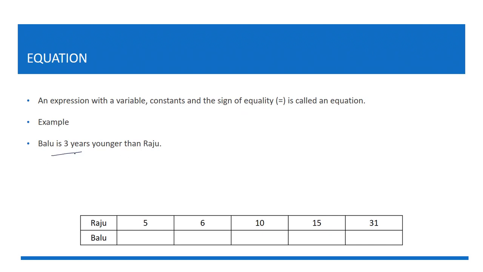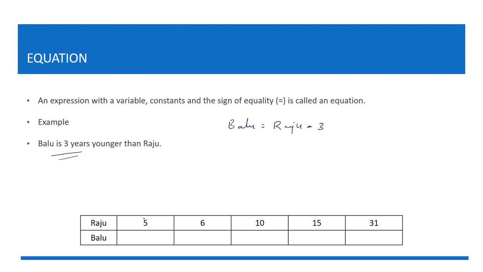Here let us take an example. Balu is 3 years younger than Raju. Let me write down the equation here. Balu is equal to 3 years younger than Raju, so Raju minus 3. Suppose Raju's age is 10 years, so automatically Balu's age will become 10 minus 3, which is going to be 7. Let us fill the table so that you can easily understand.